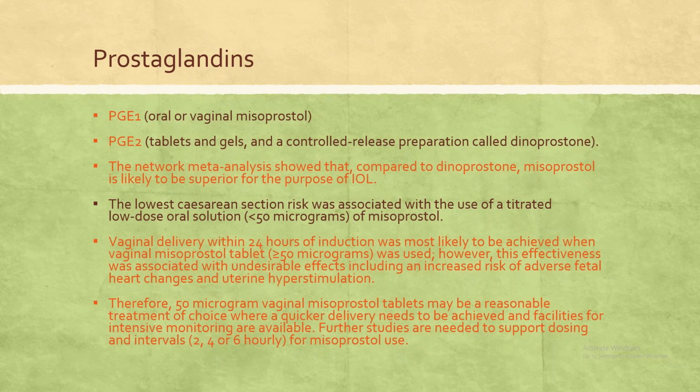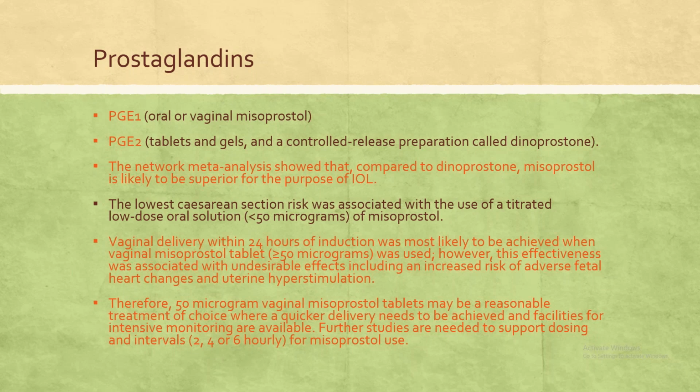Okay. Vaginal delivery within 24 hours of induction is most likely to be achieved when misoprostol is used at a dose of 50 microgram or more. But this is associated with other undesirable side effects like fetal heart changes and hyperstimulation. So you can use this 50 microgram of misoprostol according to reviews and meta-analysis.